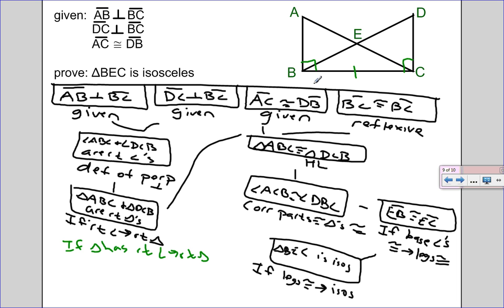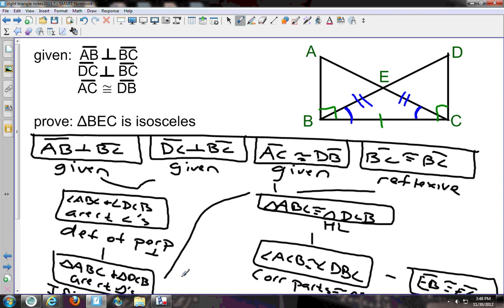Now, if those 2 triangles are congruent, if you look at triangle ABC right here, you have this angle inside triangle ABC. If you look at triangle DCB, you have this angle. By corresponding parts, angle ACB will be congruent to angle DBC. If those 2 angles are congruent, then you know that you have 2 base angles congruent. So EB has to be congruent to EC, because if base angles are congruent, then legs are congruent. And finally, if the legs are congruent, then the triangle is isosceles. So triangle BEC is isosceles. So make sure you give those proofs a good practice on the homework.